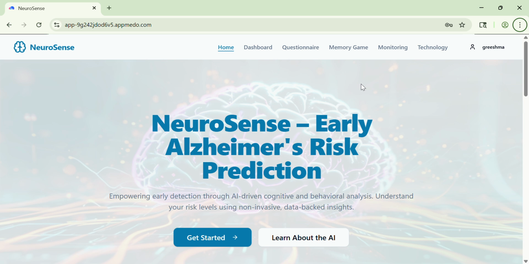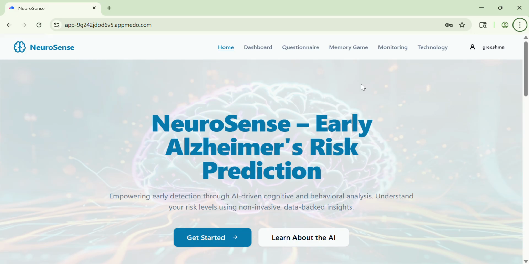Before that, the user should register and log into the system. Creating an account helps us to save the data of the user and previous test records. This is useful because the system can compare current and past results to check if there are any changes in cognitive performance over time. And after logging in, the user can take different cognitive tests.